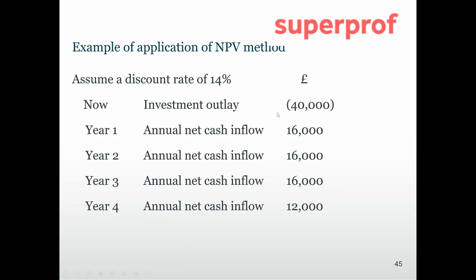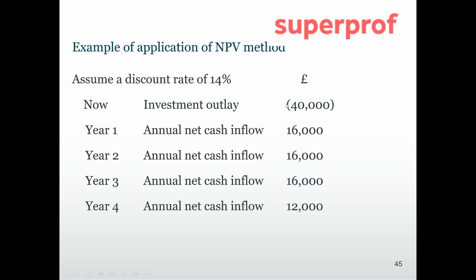It's always better to use an example of the application of the PV method. We assume there's a discount rate of 14%, so we don't need to calculate it. Now it's today, so you need to spend some money to make the investment. Let's assume the money you spend today is 40,000. Then for years 1, 2, 3, 4 is the annual net cash inflow: 16,000 for years 1, 2, 3 and 12,000 for year 4.